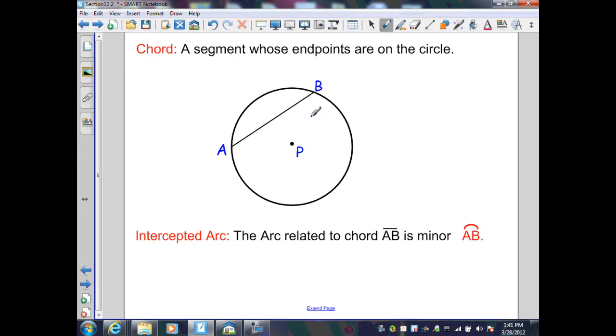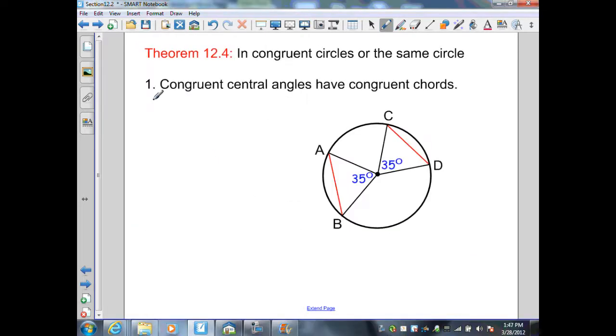A diameter of a circle also has its endpoints on the circle. Therefore, a diameter is a special chord that runs through the center of a circle. A chord generates an intercepted arc. The arc related to the chord is a minor arc. In this diagram, our segment AB, which is the chord of the circle, generates a minor arc, in this case, arc AB.